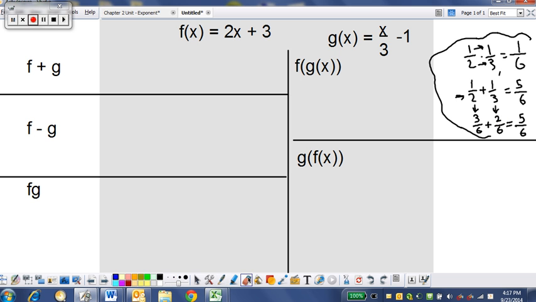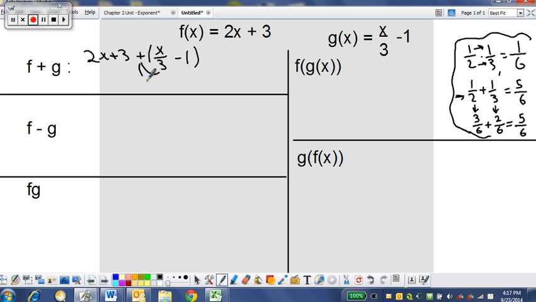Alright, having kept that in mind, and actually knowing that really big piece of information, f plus g, f minus g, f times g, f of g of x and g of f of x aren't actually really that hard. So let's start with f plus g, which is just 2x plus 3 plus x over 3 minus 1. I'm going to distribute the positive to both terms inside the parentheses, and then I get 2x plus 3 plus x over 3 minus 1. Now, like terms, which I like to highlight, are 3 and negative 1, and the other pair of like terms are 2x and x over 3. The easier like terms is 3 and negative 1. That just gives us the answer of positive 2.